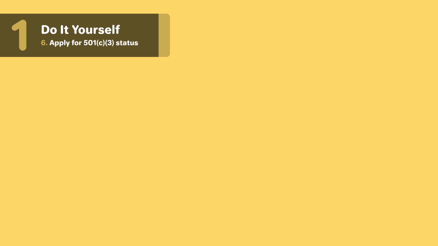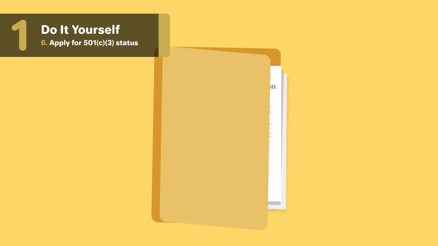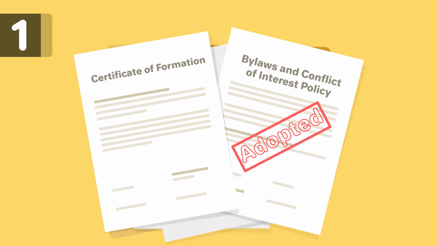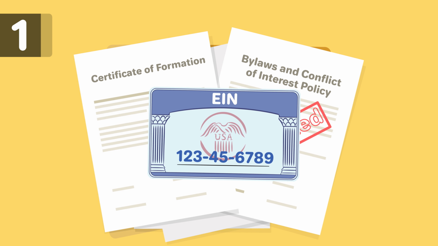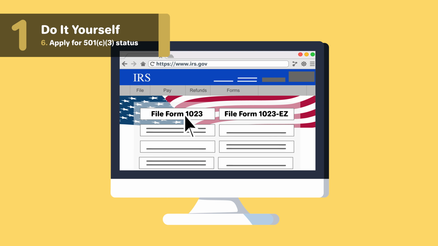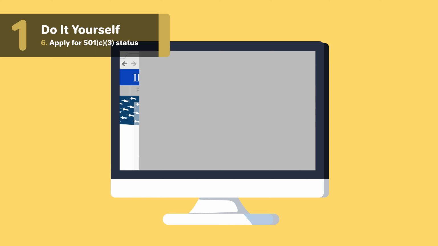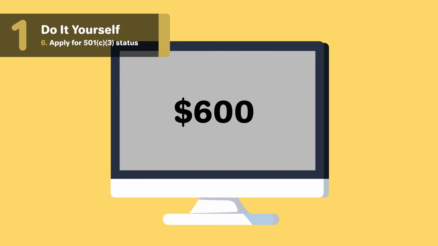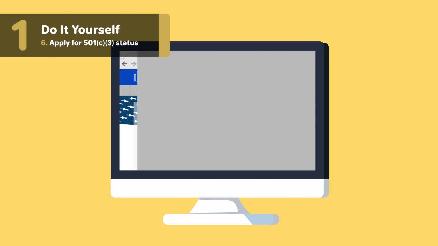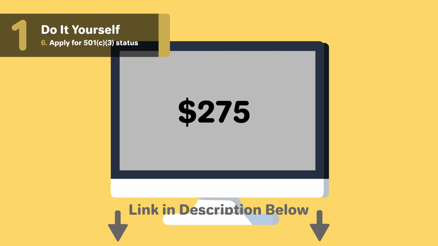Before your nonprofit can apply for 501c3 status, it must file the Articles of Formation with the required provisions, adopt the bylaws and conflict of interest policy, and have an EIN number. In order to file for tax-exempt status, most organizations will need to file Form 1023 online or by mail and pay a fee of $600. If your organization's annual gross receipts are below $50,000, then you may be able to file Form 1023-EZ with a fee of $275. You can check your eligibility with the link in the description below.